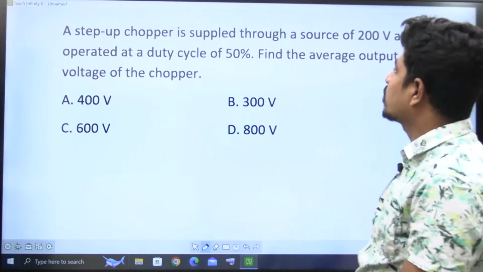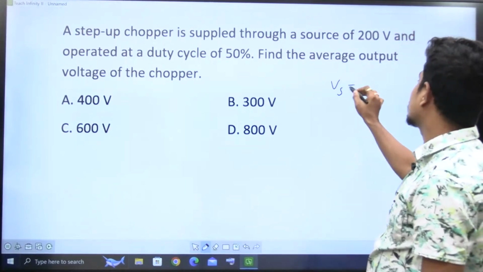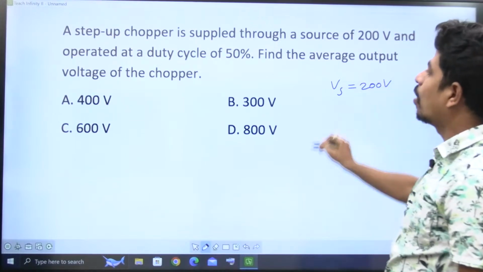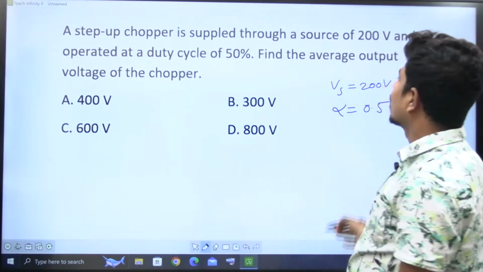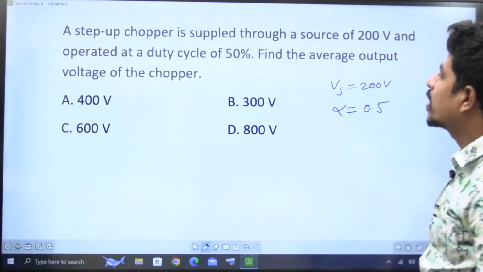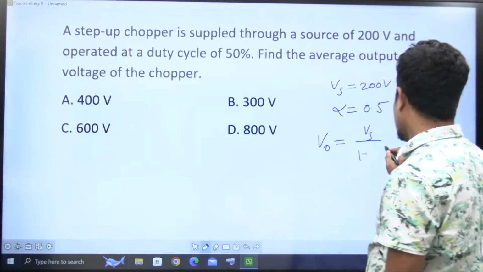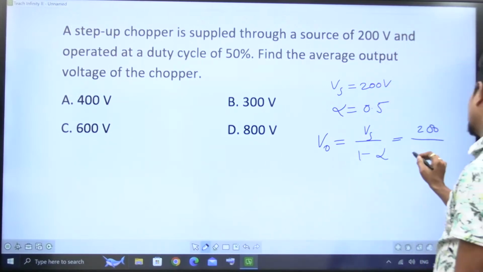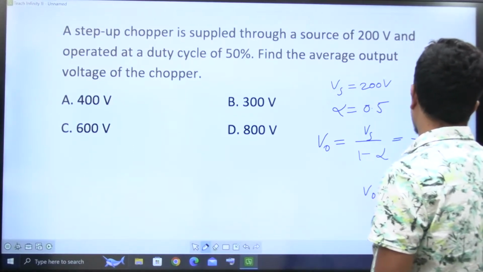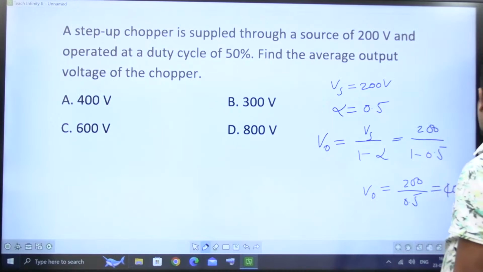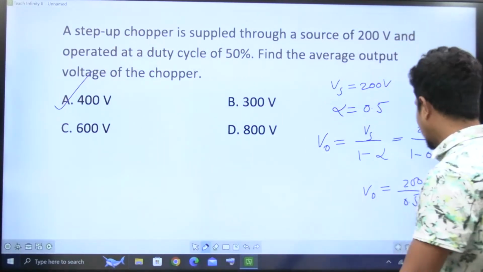Next, a step-up chopper is supplied through a source of 200 volts. Source voltage Vs is equal to 200 volts and it is operated at a duty cycle of alpha equal to 50%, means 0.5. Then find the average output voltage of the chopper. It is a step-up chopper, so output voltage V0 is equal to Vs by 1 minus alpha. Therefore, 200 by 1 minus 0.5. So V0 is equal to 200 divided by 0.5, that is equal to 400 volts. The answer is 400 volts, right?